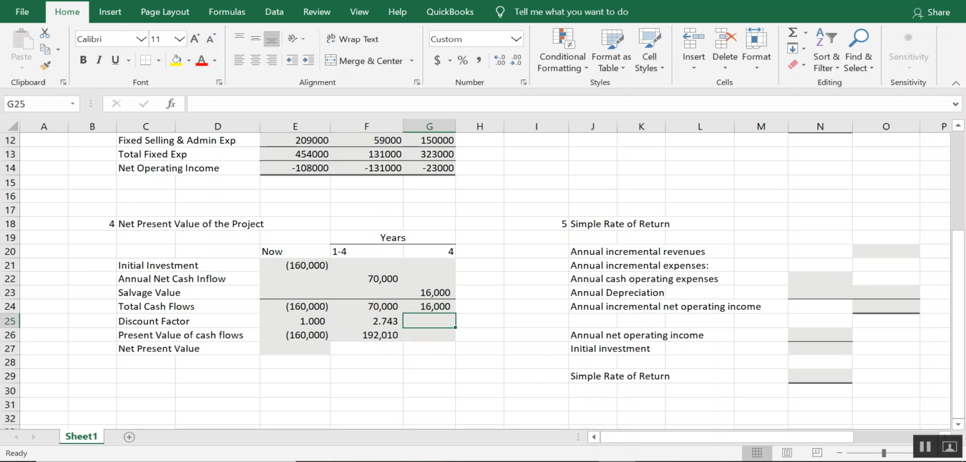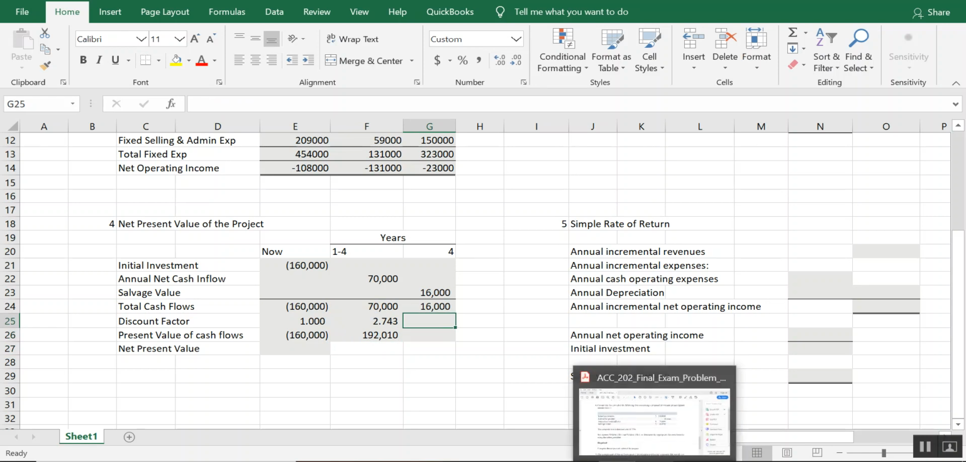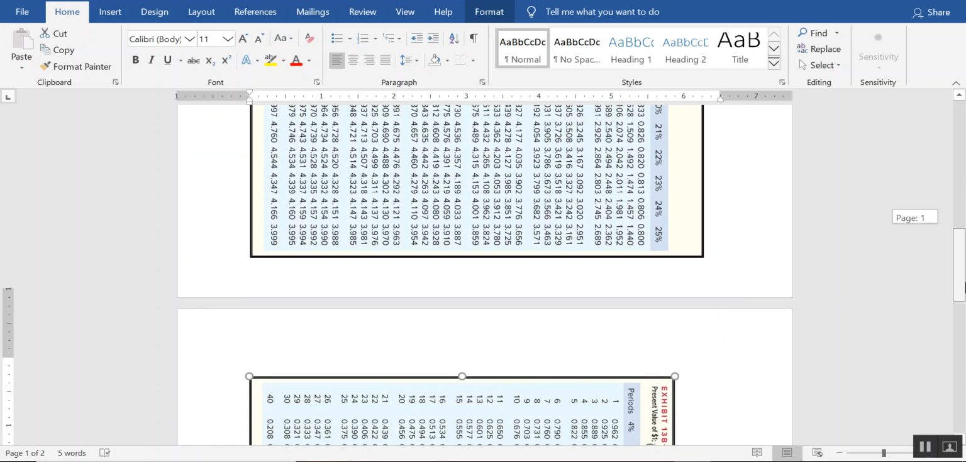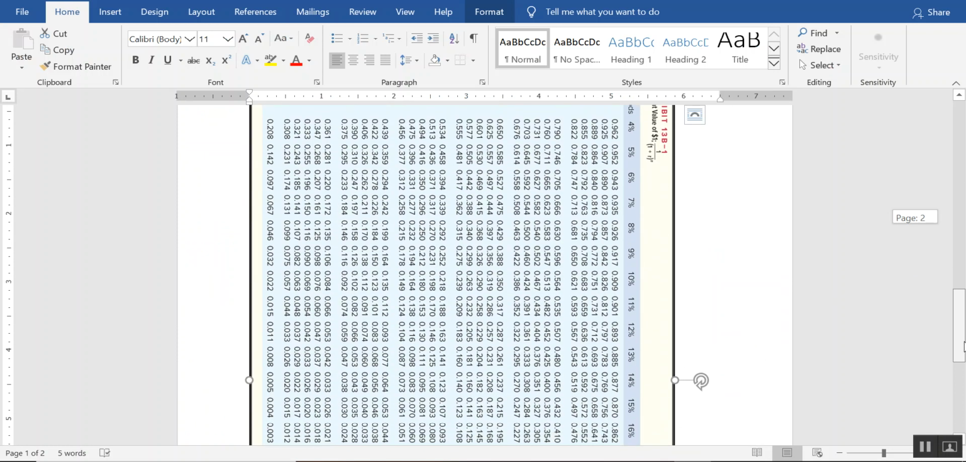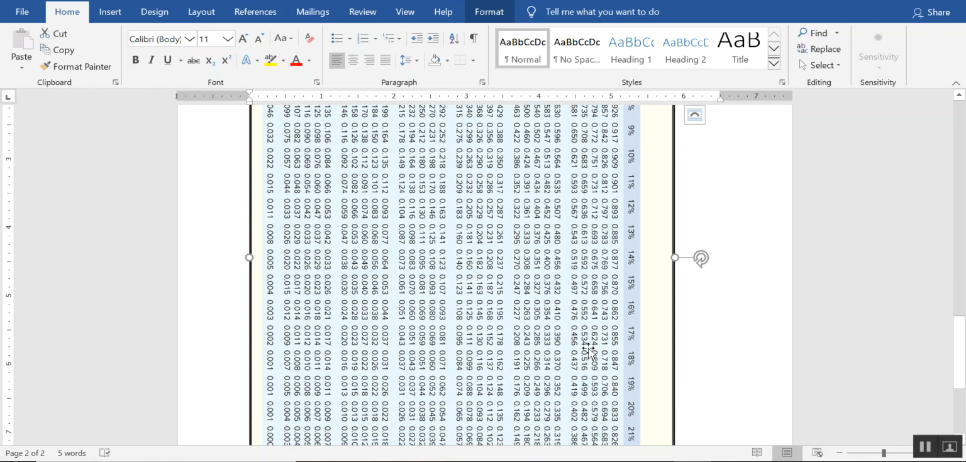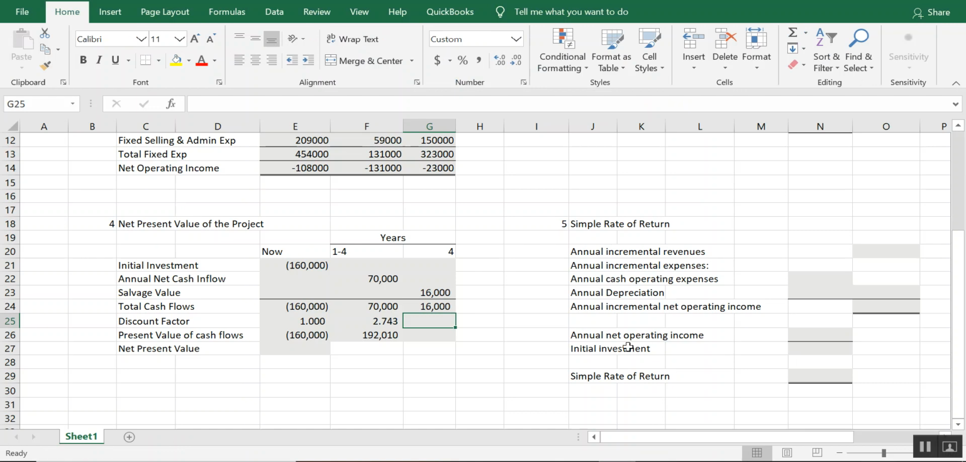When we look at the salvage value, we need to look at the other table, which is a lump sum payment, because that's going to be one payment at the end of everything in 4 years. So we go to 4 years and down to 17%, and we get a lump sum factor of 0.534. So we put that in, 0.534, and then we multiply that times the 16,000 to get the present value of that.